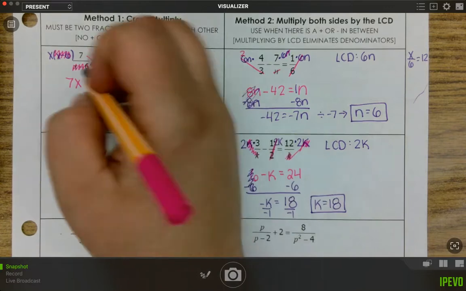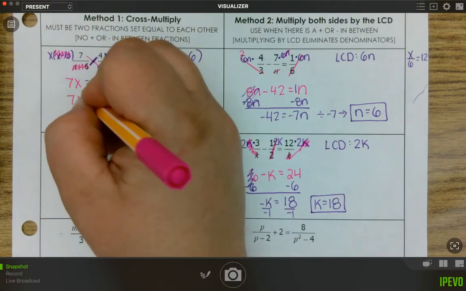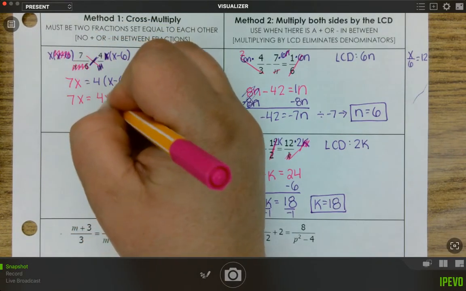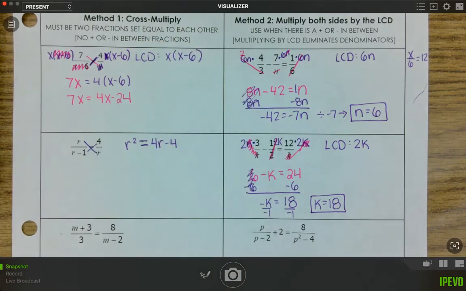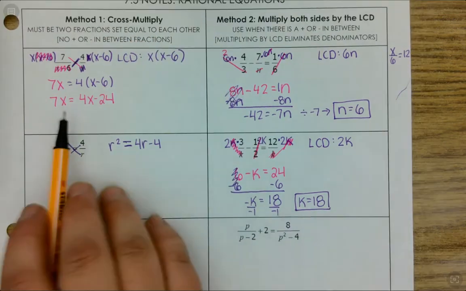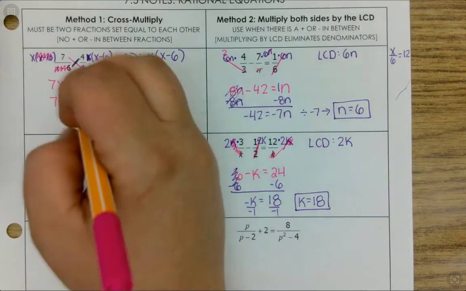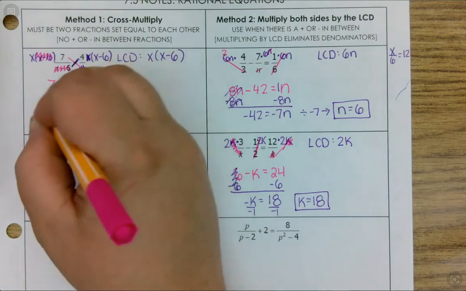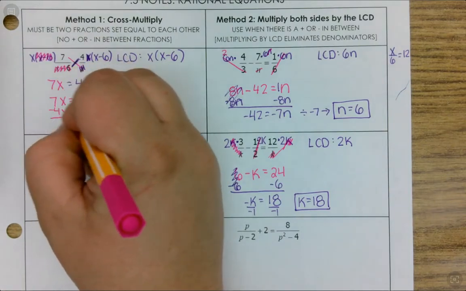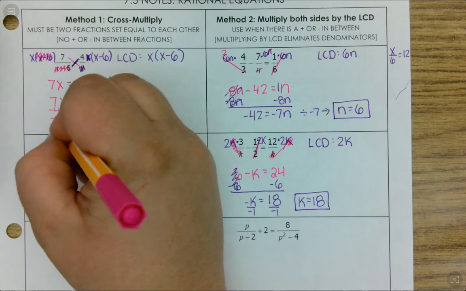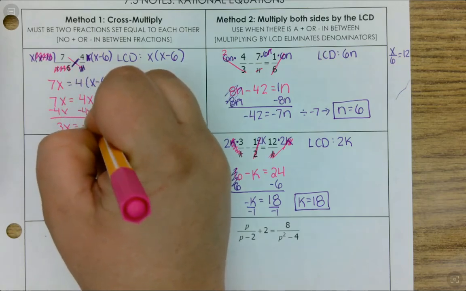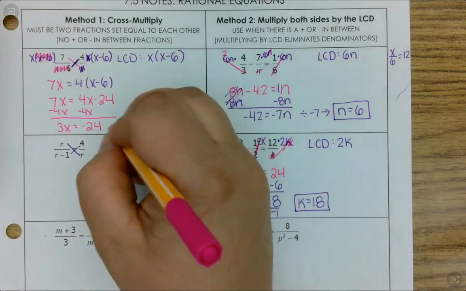Now let's finish solving. On the top one, I need to multiply that 4 all the way through. Now we're going to subtract this 4x, and divide by 3.